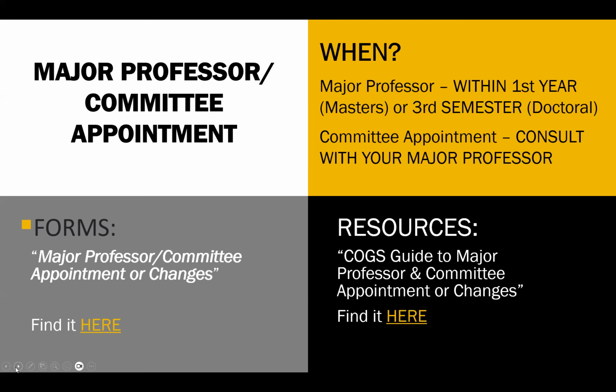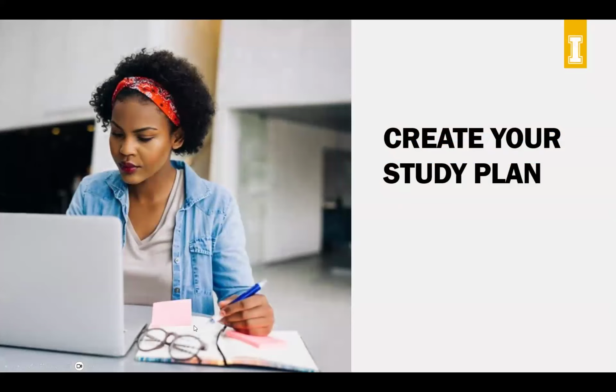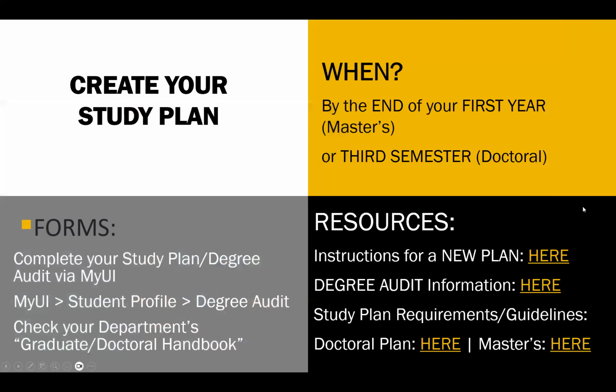All right. So moving on, your study plan. This is a really, really crucial step for a lot of reasons. For master's students, you want to do it by the end of your first year. For doctoral students, you want to do it by your third semester at the latest. It is really essential to do this on time. And one of the reasons for wanting to do this on time is it can save you money. You can't apply to graduate unless you have an approved study plan.